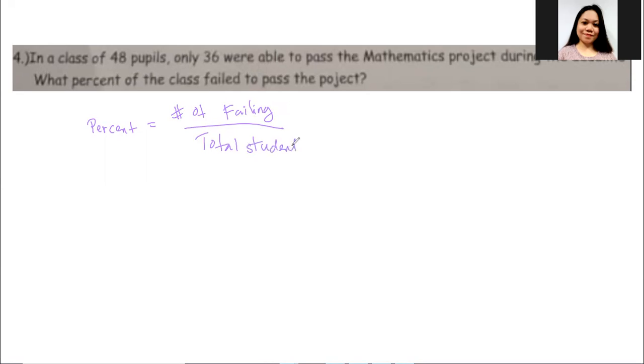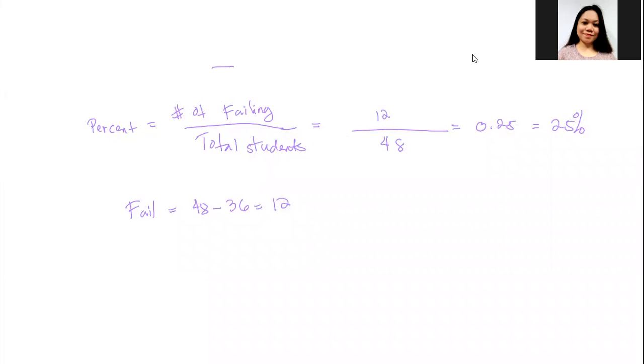Total students, okay? So all you need to know is that there are 48 students. If 36 passed, how many failed? So failing students would be 48 minus those who passed, which is equal to 12. So this is the number of failing students, and we're going to put that in here. And so that would be 0.25, that's 1/4. So therefore that's 25%.